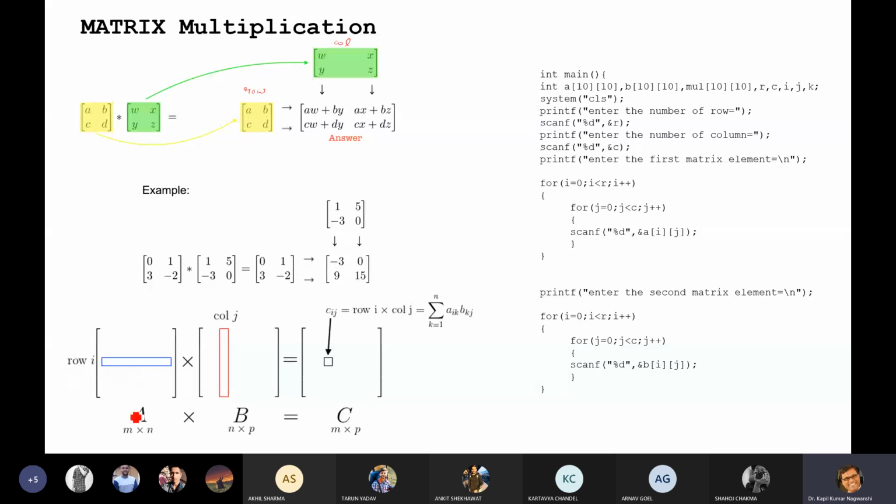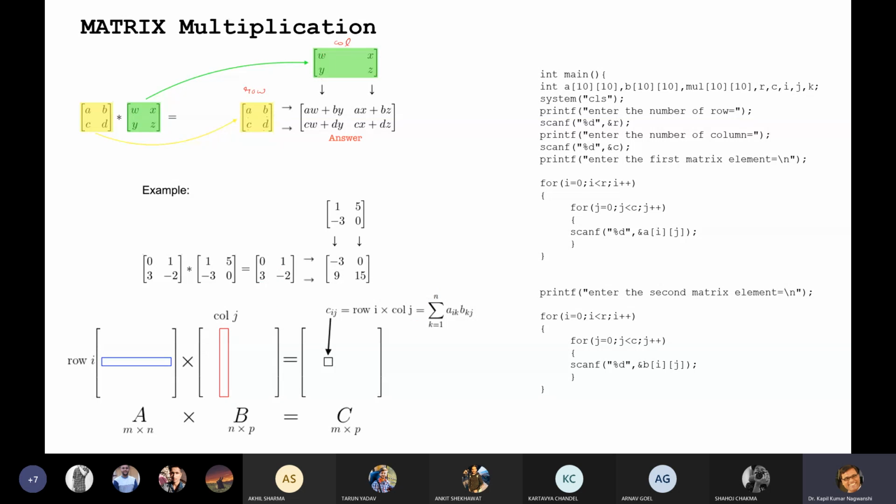So what is the fundamental of matrix multiplication? Matrix A uses row i and column j, and if we multiply both, it will produce Cij. That is, row i multiplied by column j equals Aik multiplied by Bkj. This will be the answer for this particular Cij. Using this, we are using the for loop.